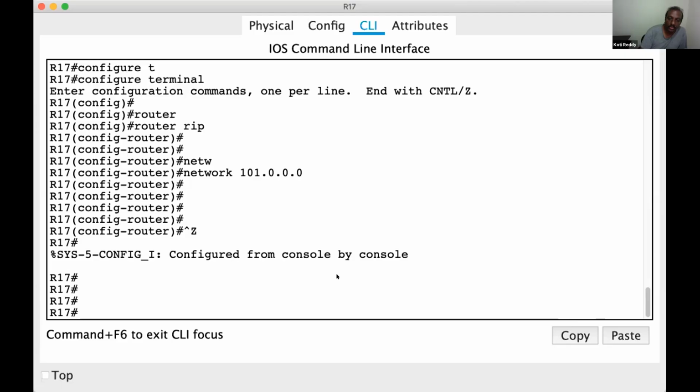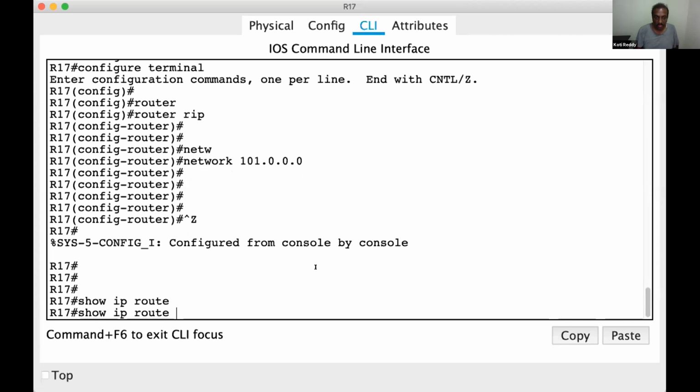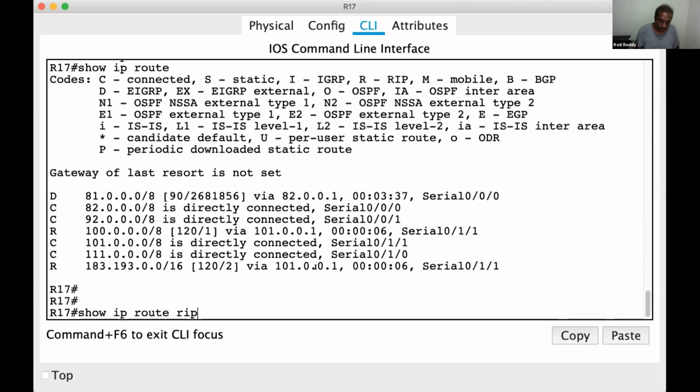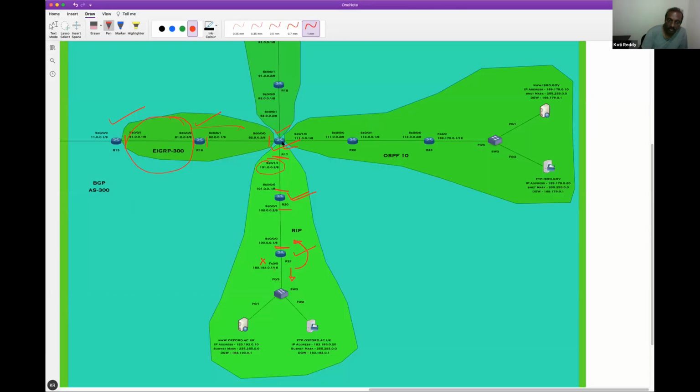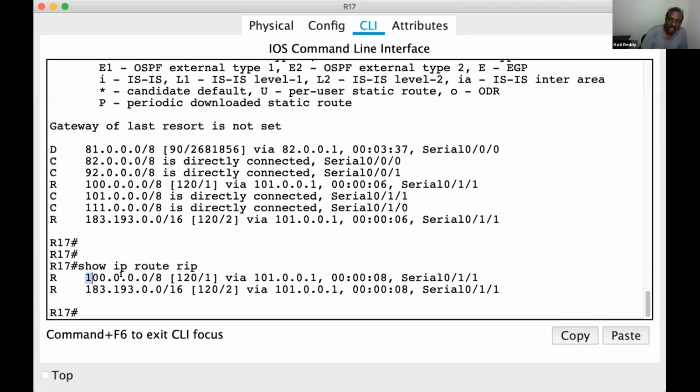Now in R17, if I give the command show IP route, I should see these routes in the RIP because of RIP protocol. Which networks? 100 network and 193.193 network. When I say show IP route, I should see 193.193 network and also 100 network ID on this particular R17, right? I'm able to see these two network IDs. Let's confirm again. I can see these two networks in the routing table.